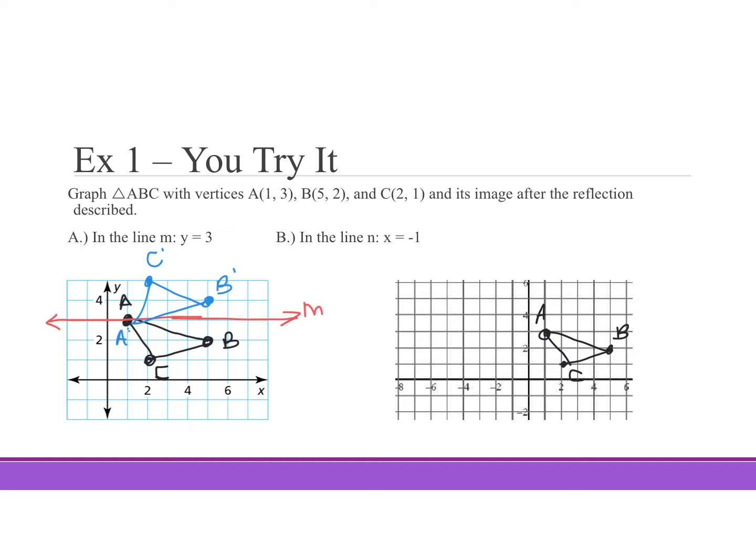For part B, I've plotted A, B, and C. My line of reflection, N, is at x equals -1. And now I'm going to go ahead and do my reflection. So A prime is going to be 2 units to the left of the line, C is going to be 1, 2, 3. So C prime should be 3 units off, and B is going to be 6 units off. So this is B prime, and again, I'm going to connect those points, and I now have my reflected image.